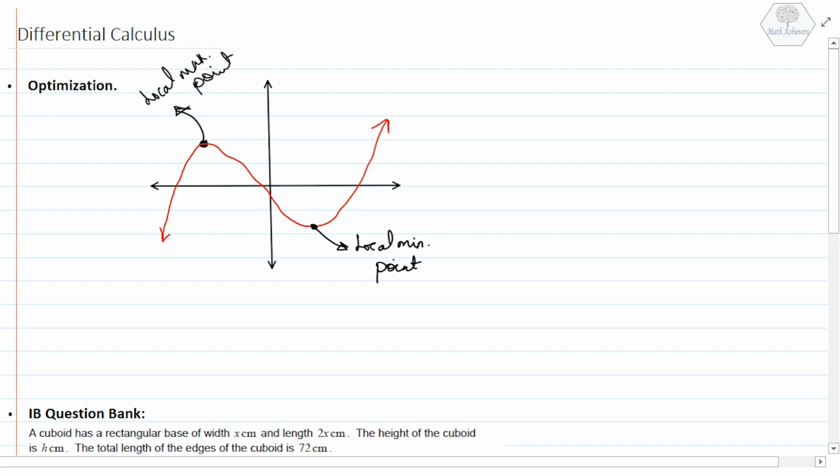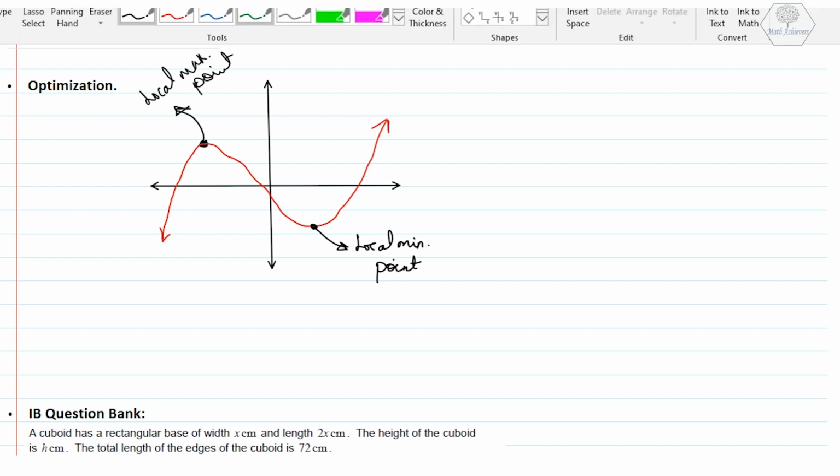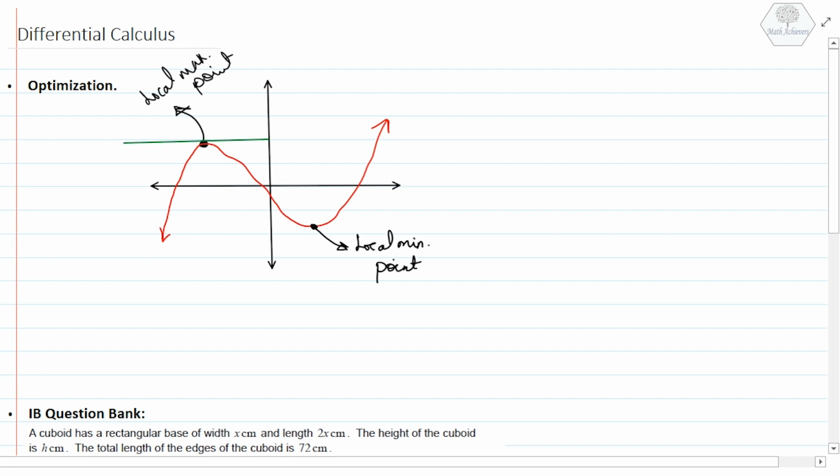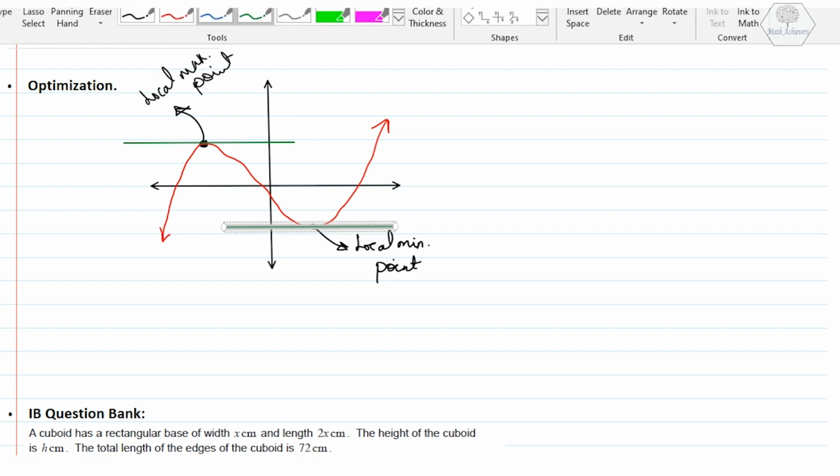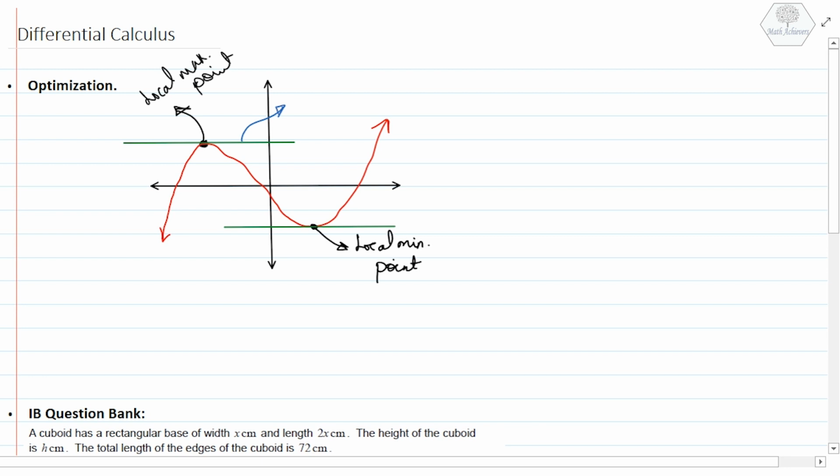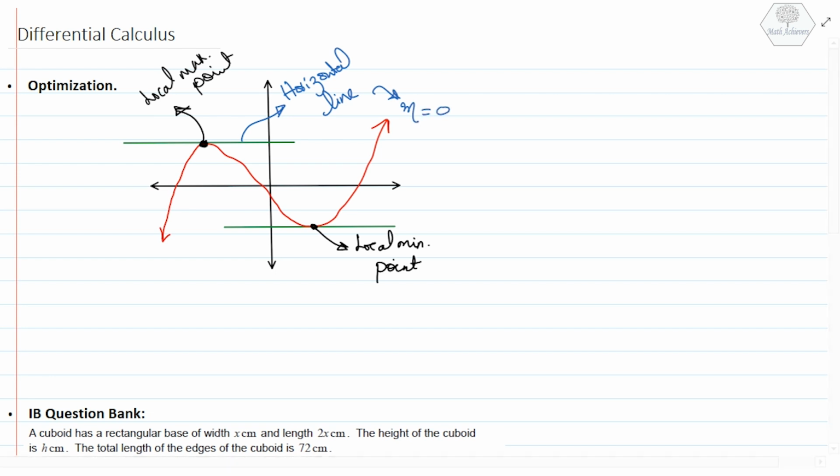If we want to find the gradient of the tangent at these points, let's draw some tangents on these points. Let's draw a tangent on this point, and let's have another tangent here. You can realize that this tangent and the other tangent are horizontal lines, and the gradient of a horizontal line is always equal to 0.